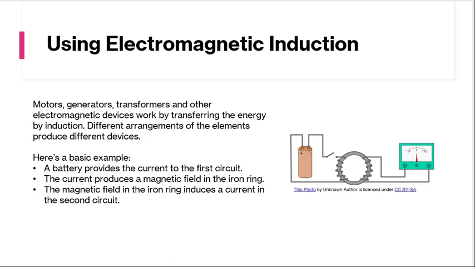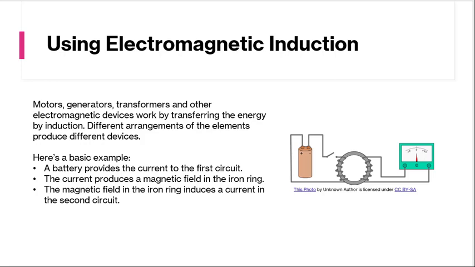Electromagnetic induction is used for a lot of different things: motors, generators, transformers, all sorts of devices use the idea that we're transferring energy from one type to another, either mechanical energy to electric energy or electric to mechanical, or we're changing the voltage or current of the electric energy. All of them work in a similar fashion. They depend on that interaction between the magnetic field and the created currents and created magnetic fields from moving currents.